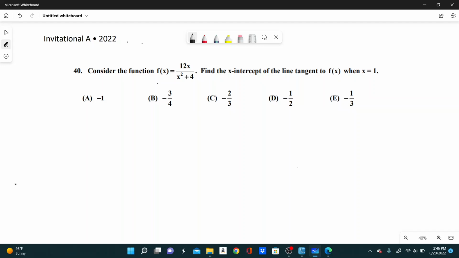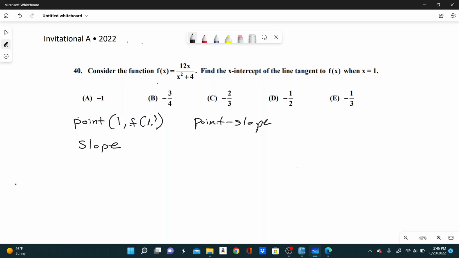So if we know that the line is tangent to f of x, we actually know two things. We know that this line contains a point that is exactly at x equals 1 and f of 1. So we know there's a point at 1 comma f of 1. And since it's a tangent, we know that it also has the same slope as our function at x equals 1. So we have the point, and we will have the slope. And so to find the tangent line, we can just use, you guessed it, point slope.